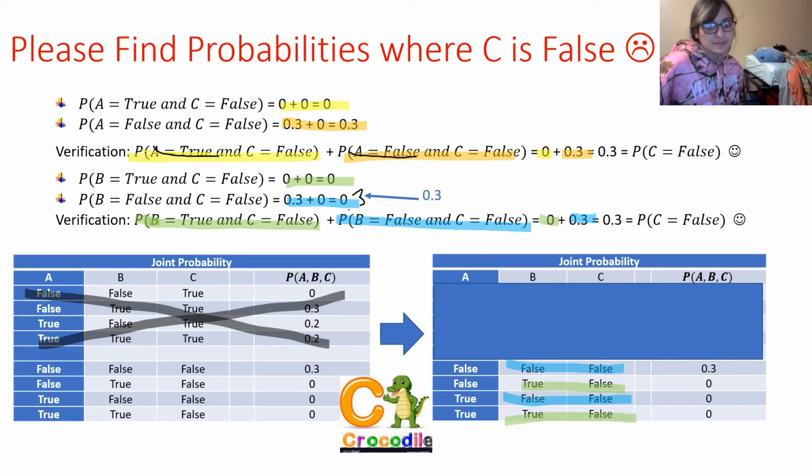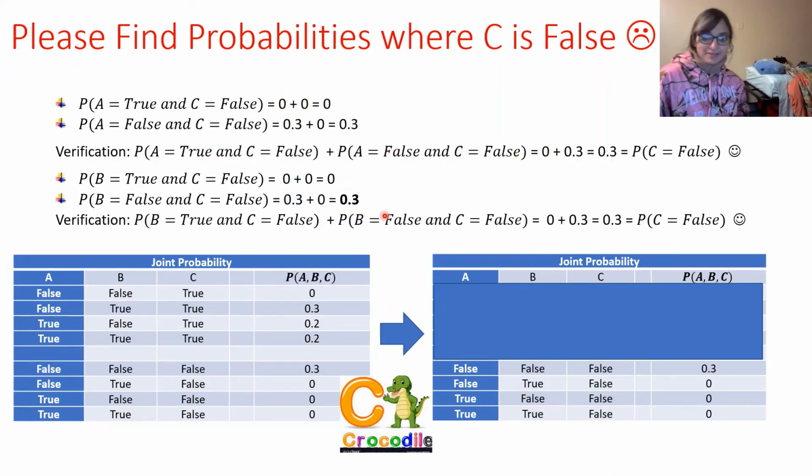So when we see this, what we are observing is that this is 30% here, and this is 0, and this is this value here. This adds up to 30%, which is the probability that C is false. So these all work out for us. So again, this is 30%, and this is 0, this is 30%, and this is 0. So these are what the probabilities become. This is just 0.3 here.